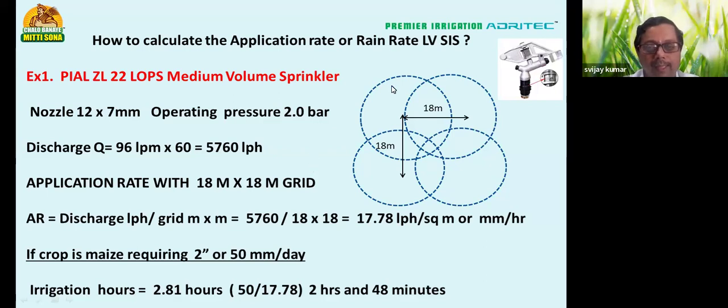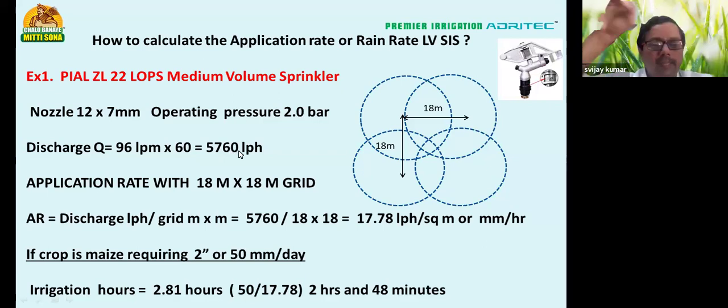So I'm showing you diagrammatically, in the circle form, these sprinklers are going to get overlapped like this. And I'm assuming an operating pressure, that you are having a pressure of at least 2 bar over there in the field. The discharge of each of the sprinklers is around 96 liters per minute. I will have to convert it to liters per hour, because all my calculations to calculate the application rate will be in liters per hour. So how do you calculate? Liters per minute into 60 will give me liters per hour. So it becomes 5,760 liters per hour.